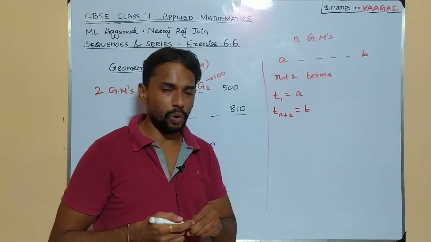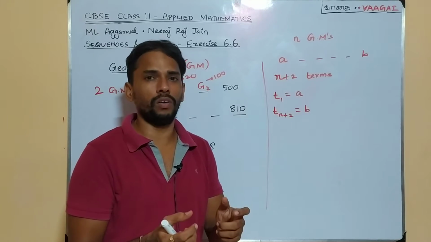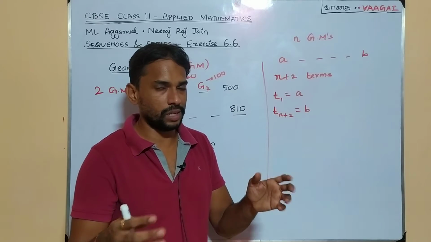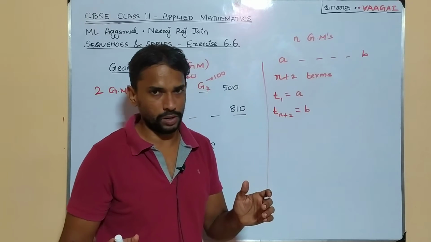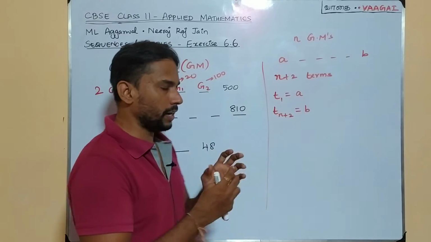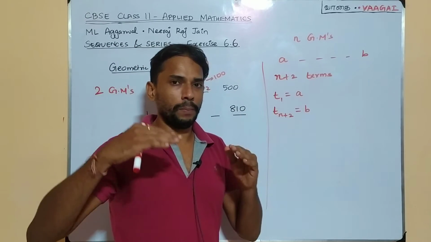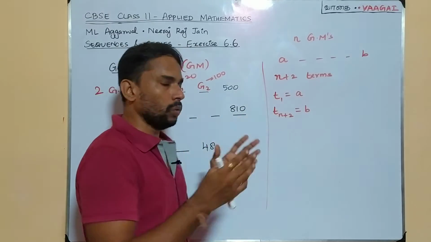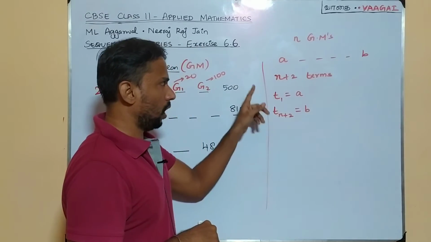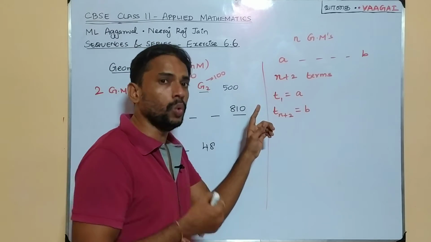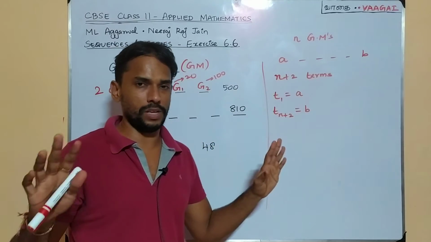This is why I told you this will be a little bit critical to understand, but still it is very important for you to take this basic. That's the reason we are spending some time on it. Just be slow in your process. Maintain a slow pace, then only you will be able to take it. So the first term of our GP is A, and the last term, that is the n plus 2th term of our GP, is B.